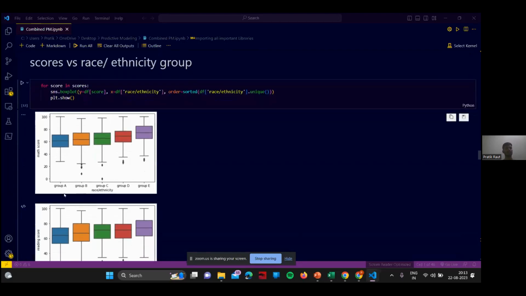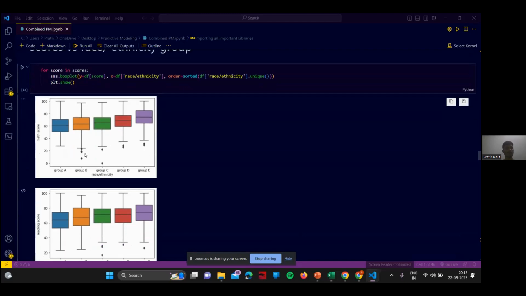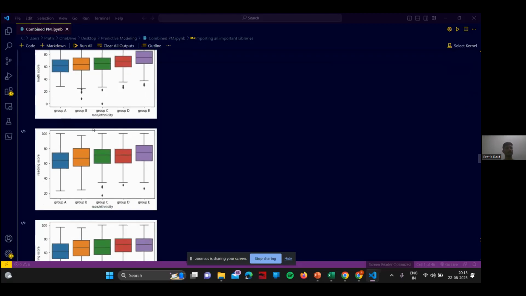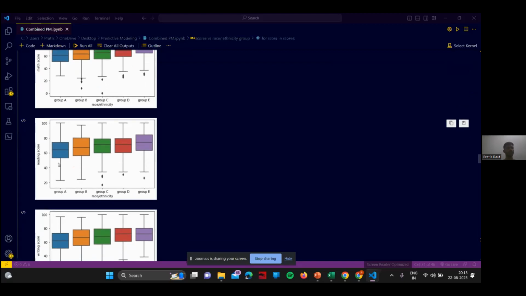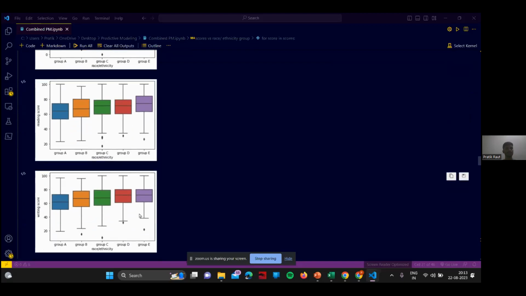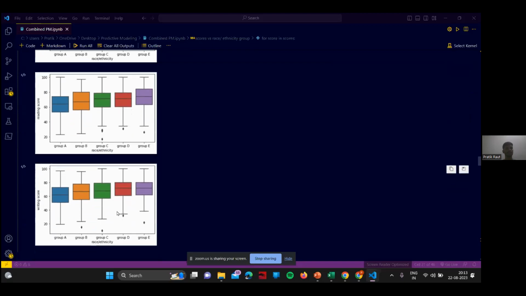There we have the five groups. Here we can see that group E scores more as compared to all, and group A scores less. Then reading score. Here also group E scores more and group A scores less. Here also same with writing score.